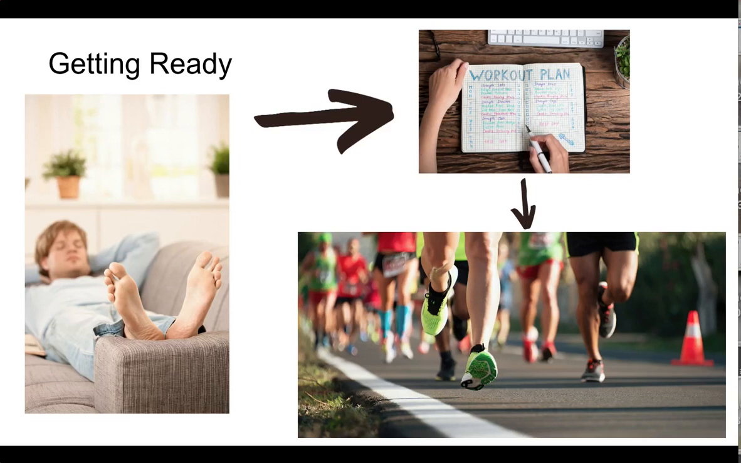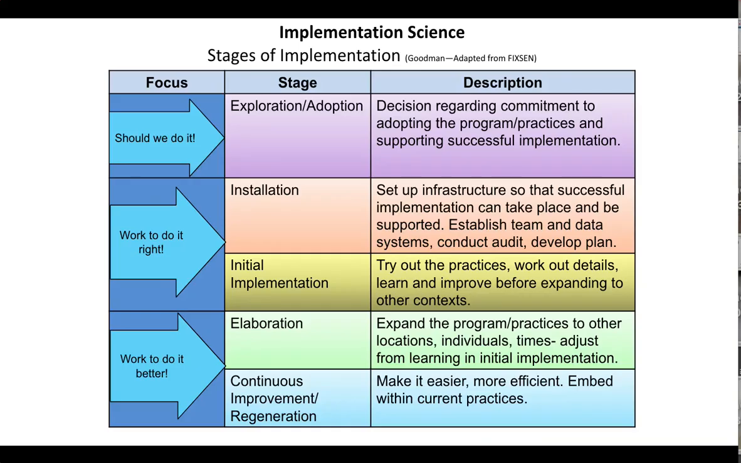The first step is planning for implementation. This matters regardless of the context you're administering the screener, whether it's in person or virtually. There's a science behind how to make meaningful changes. It's called implementation science and involves a predictable process to implement new things.